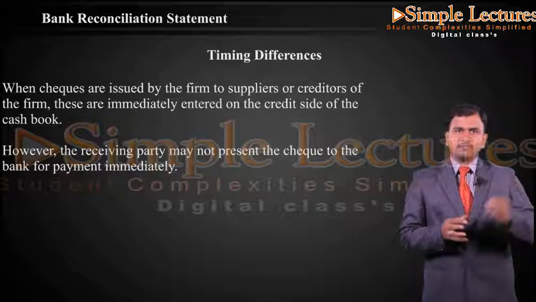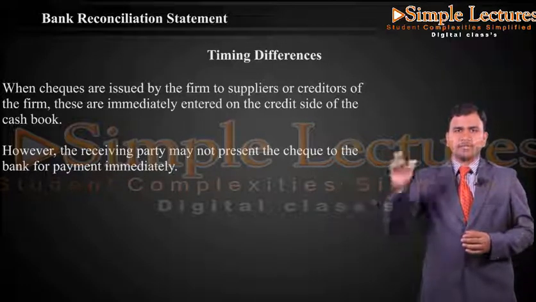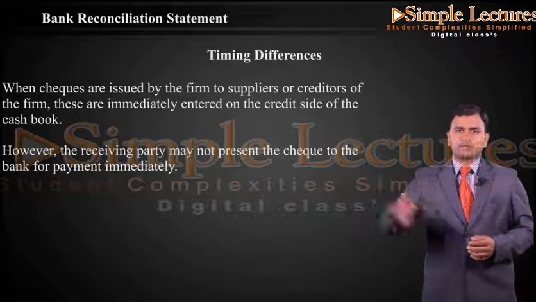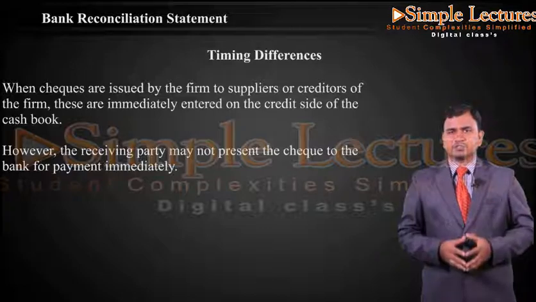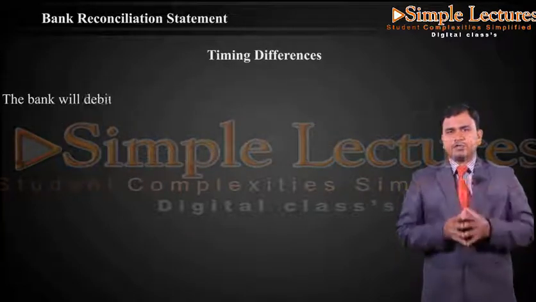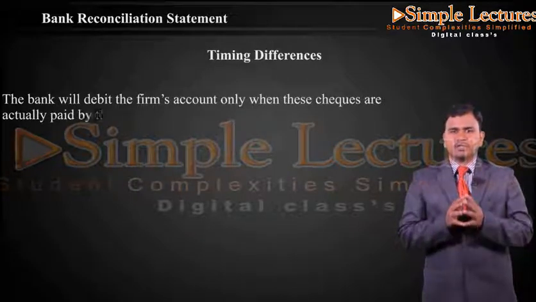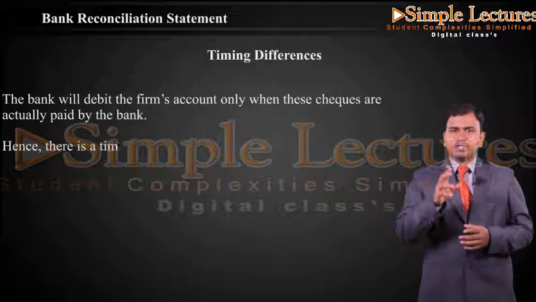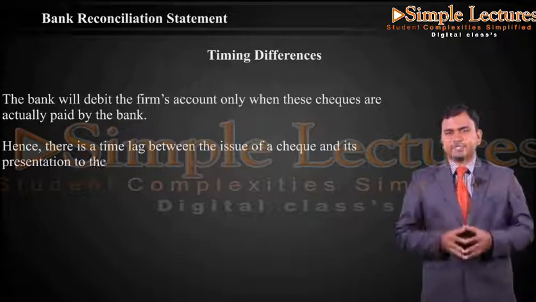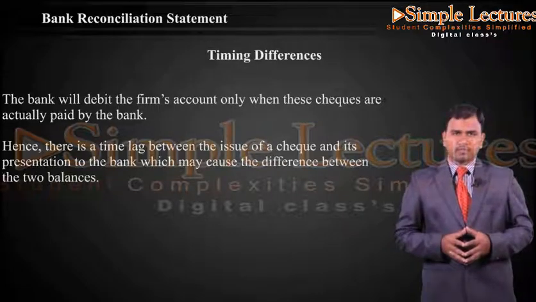So, immediately we reduce the cash in the cash book, but coming to the bank book, until that particular check has been presented in the bank, the amount will not be deducted. So, here it may cause the difference. Then the bank will debit the firm's account only when these checks are actually paid by the bank. Hence, there is a time gap between the issue of the check and its presentation to the bank, which may cause the difference between the two balances.